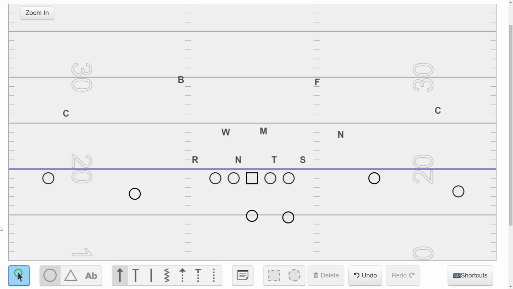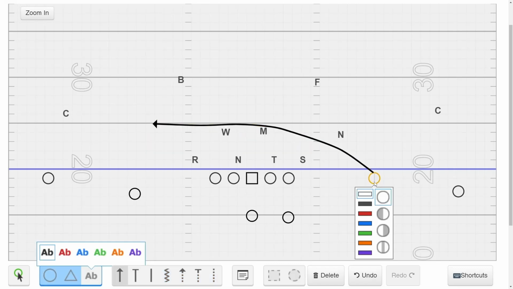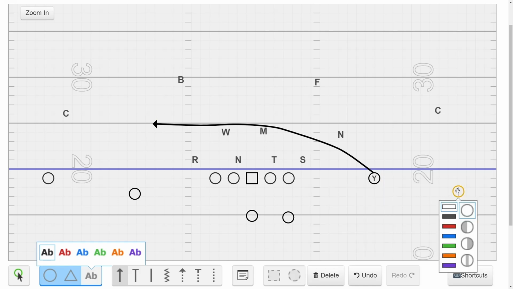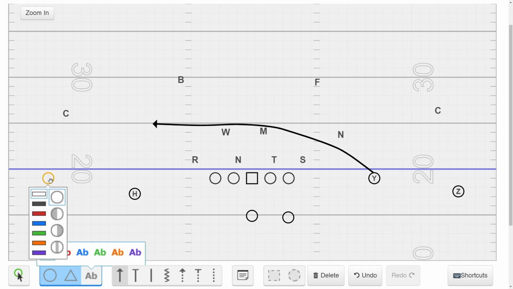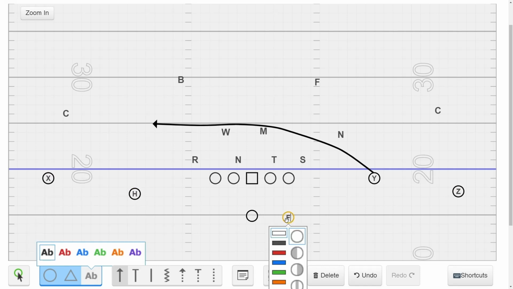All right, so the first play that we are going to be going through here is the mesh concept. Okay, and we're going to start at where this play starts, and that is the mesh itself. So when we run mesh, we are going to run a crossing route at about 5 yards with our strong side slot. This would be our Y. Put a name on that guy so we know it. Just so when we talk about these guys, we've got our Y, we've got our Z, we've got our H, we've got our X, and then our running back is the F. Okay, just so when I start referring to these players, you know who I'm talking about.